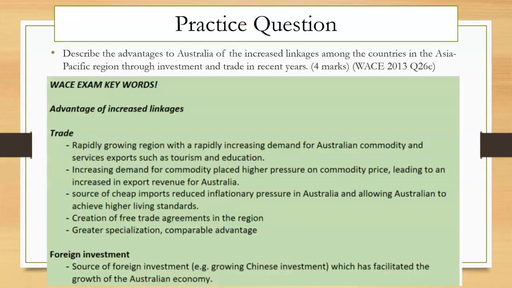And okay, now, how would a question ask when it comes to this part of the syllabus? Okay, describe the advantages to Australia of the increased linkages among the countries in the Asia Pacific region through investment and trade in recent years. So this question simply asks you, when Australia has a relationship with Asian economies, in this case Asia Pacific economies, through investment and trade, how would it benefit the Australian economy? And it's 4 marks. When it is 4 marks, you would need 2 paragraphs. Each of these you will need to have 2 marks explanation.